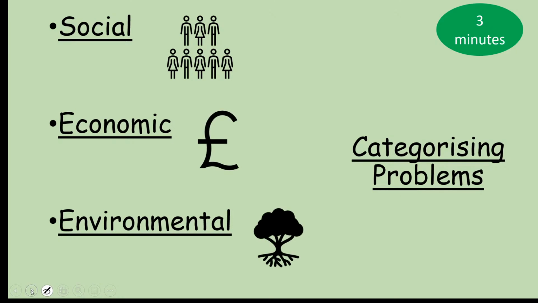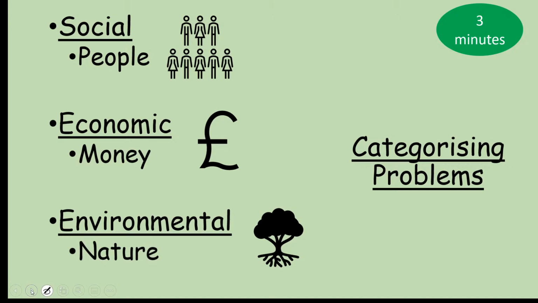So social, if something is a social problem, it means it's linked to people, or it's going to affect people. So crime is a social problem because people are affected by it. Economic links to money. So people losing their jobs is a bit of an economic problem because it's linked to money. Environmental links to nature. So climate change is a bit of an environmental problem because it's affecting nature, but it's also a bit of a social problem because it's going to affect people.